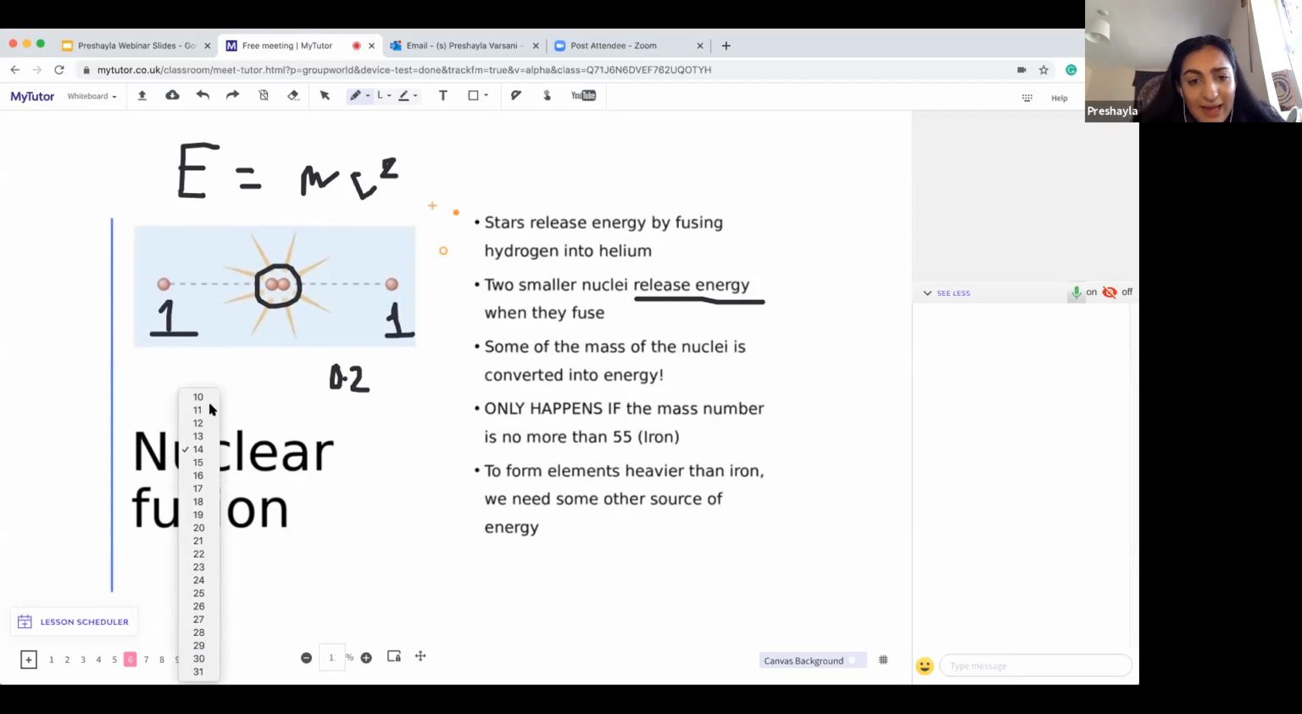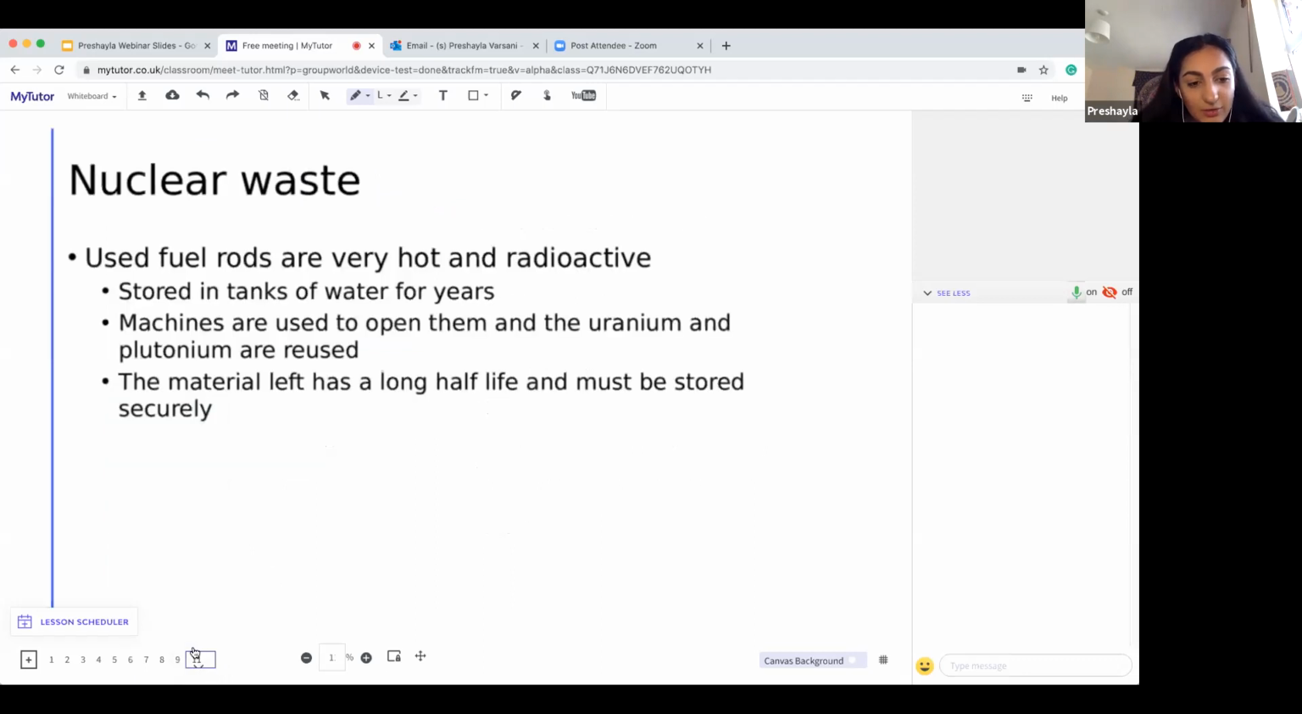Someone said, what about electrons? And I'm really sorry, I don't know what you're referring to. So if the person who said, what about electrons, could please clarify what that's referring to, that'd be really good.